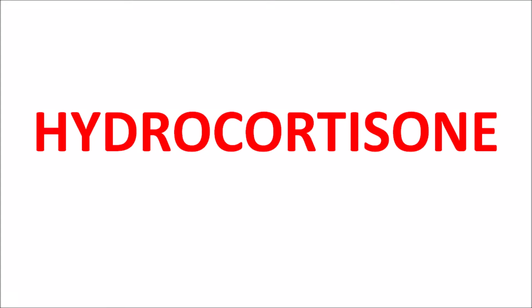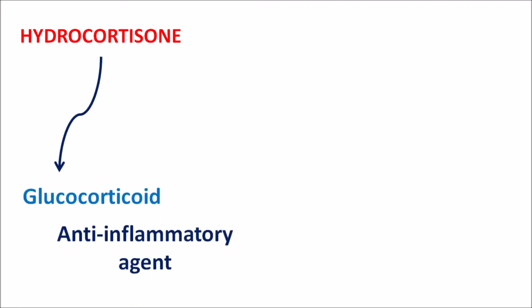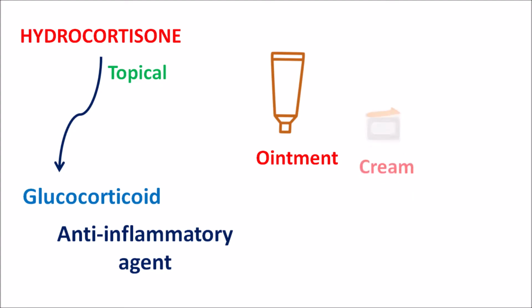Hi everyone. Today in this video let us discuss hydrocortisone. What is this drug hydrocortisone? Hydrocortisone is one of the natural glucocorticoids which acts as an anti-inflammatory agent. This drug can be given by topical route in the form of ointment, cream, lotion to treat inflammatory skin disorders. Even this drug is available in tablet form and injection form for treating systemic inflammatory disorders.